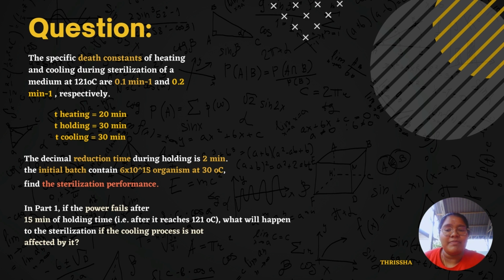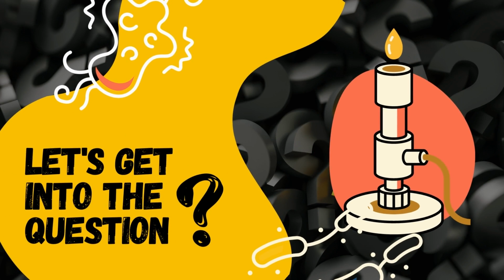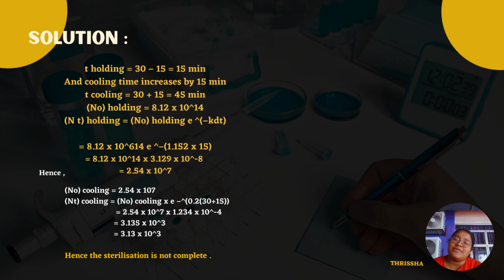Then, after part 1, if the power fails after 15 minutes of holding time, after it reaches 121 degrees Celsius, what will happen to the sterilization if the cooling process is not affected? Let's see how functions kick in in this equation. Just now we saw the question. Now let's look into the solution and see how functions help us solve this problem.